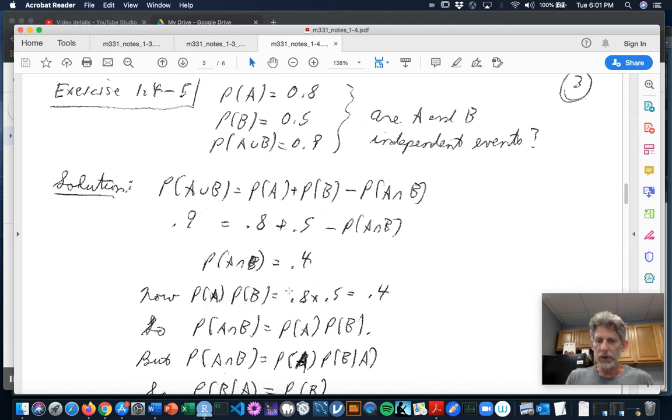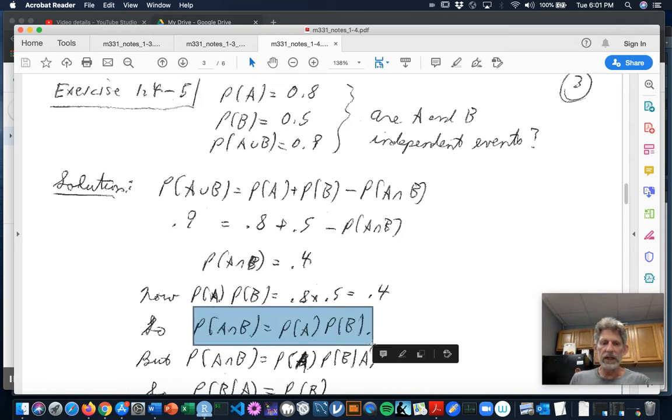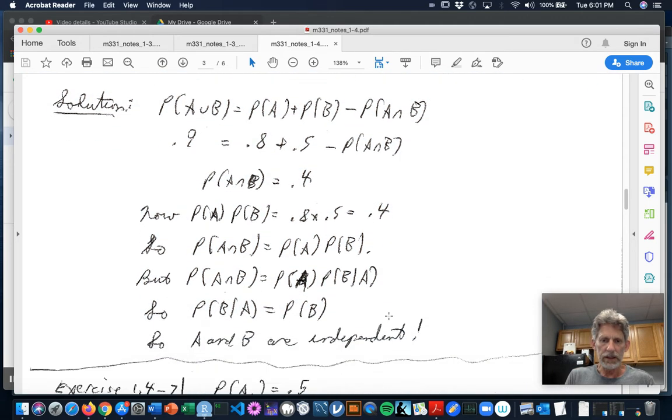We were told the probabilities for A and B. They were 0.8 and 0.5 respectively. 0.8 times 0.5 is 0.4. Hey, those are equal. So the probability of A intersect B is equal to the probability of A times the probability of B.